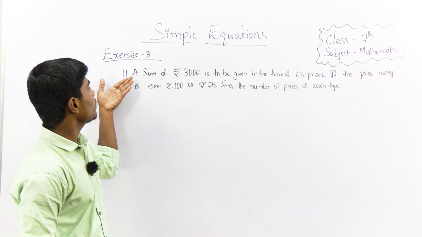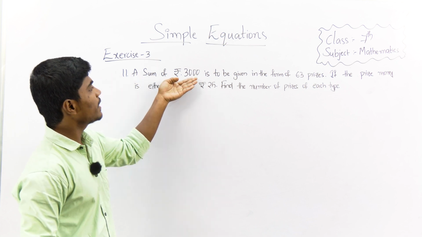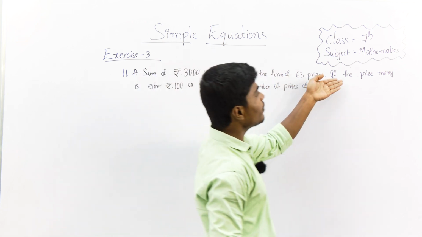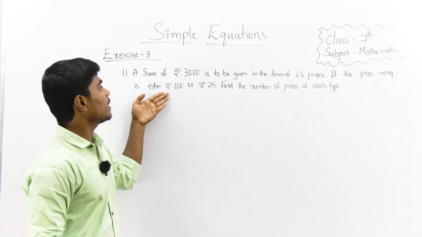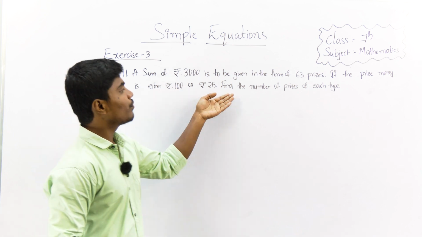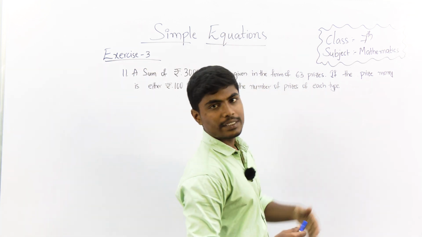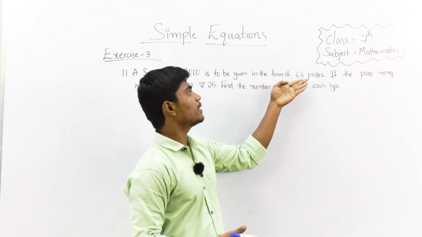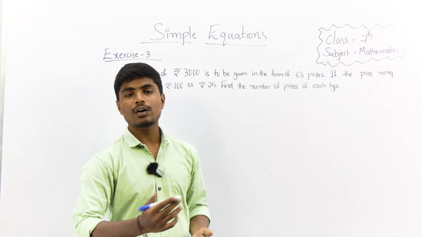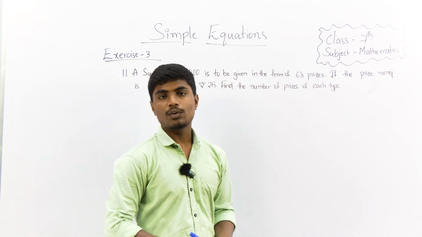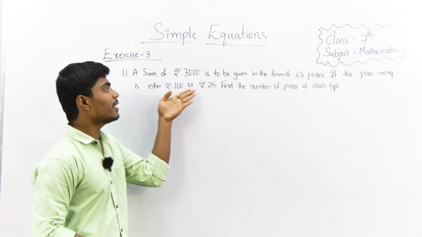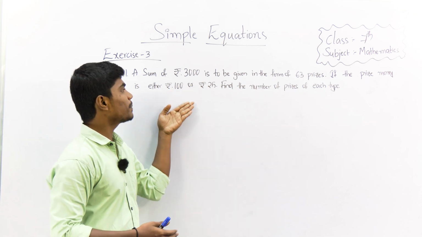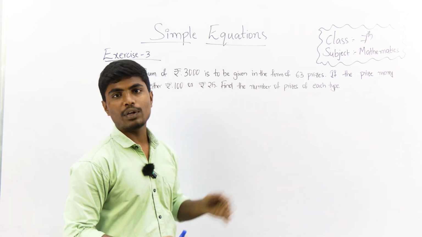Now in the 11th problem, he gave that a sum of rupees 3000 is to be given in the form of 63 prizes. If the prize money is either 100 rupees or 25 rupees, find the number of prizes of each type. See, 3000 rupees should be given in the form of prizes. What is the count of prizes? It is 63. What is the prize money? It is either 100 or 25. He is asking what is the count of 100 rupees prizes and what is the count of 25 rupees prizes.